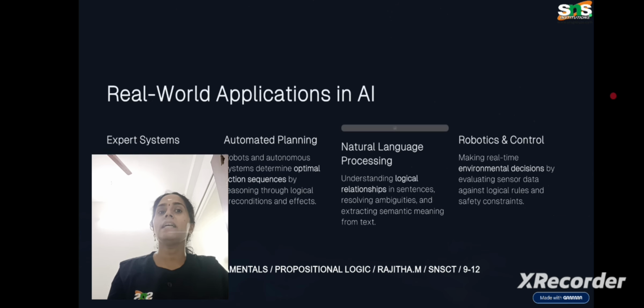Then the next is real world applications. First one is expert systems, then automated planning, natural language processing, and robotics. Propositional logic is used in many AI applications. Expert systems are used for medical diagnosis, financial advice, and troubleshooting. In automated planning, robots plan sequences of actions logically. In natural language processing, it helps AI understand the relationship between sentences and meanings. In robotics and control systems, logic helps make safe and correct decisions based on sensor data.